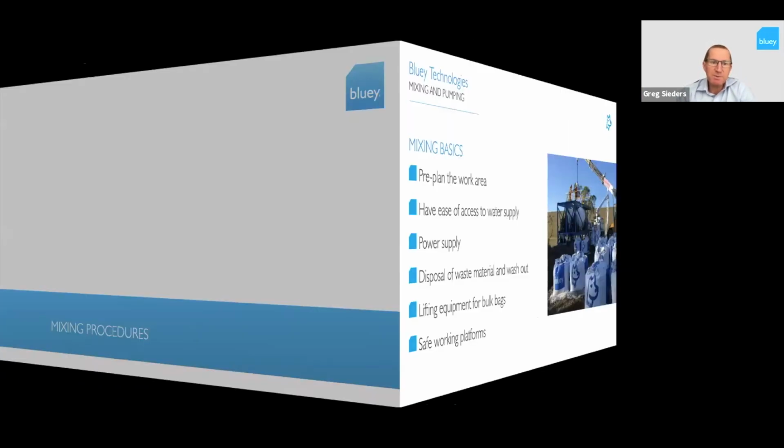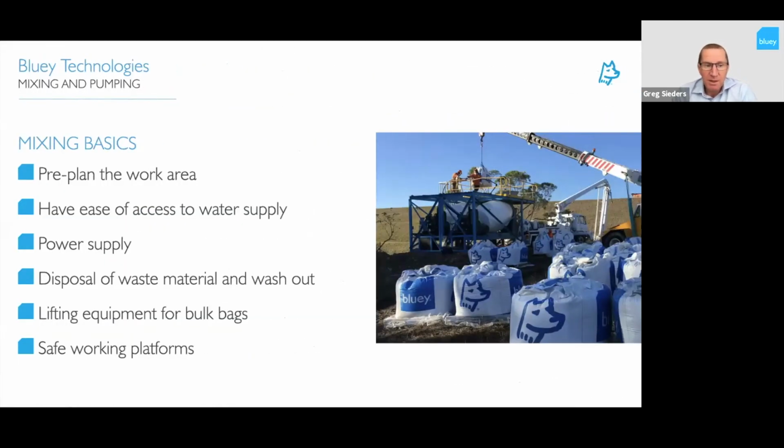Now the best ways for mixing the products. You've got to look at pre-planning your work area. Try to mix as close as possible to where you're going to be doing your work. You don't want to be pumping a long distance. Having ease of access to a water supply is important. This is generally one of the slowest parts of grout mixing, getting your water into your mixer or into your agitator bowl. So having good access to the water is critical. And again, like we talked about before, having a good power supply to match your mixers, and allowing for the disposal of your waste material and washout.